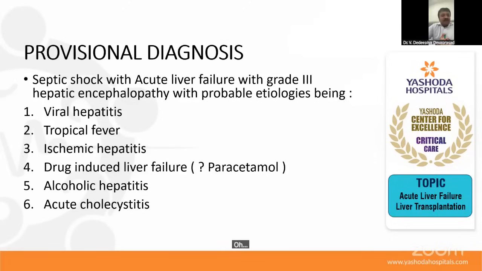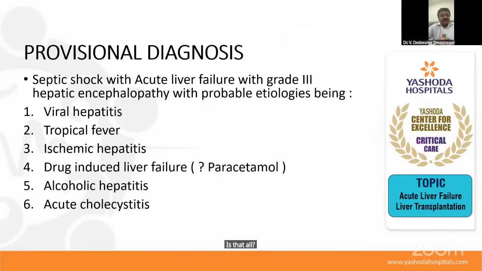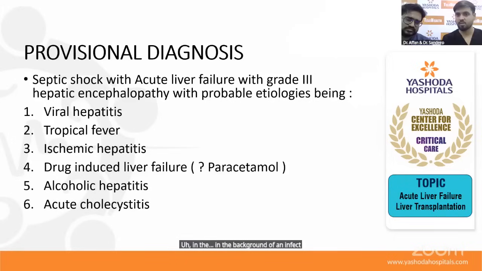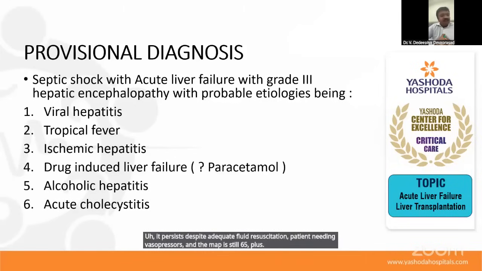Wow, great list there. Okay, let me ask you, define septic shock, please. Sir, a MAP of less than 65 mmHg despite fluid resuscitation is referred to as septic shock. Is that all? Associated with vasopressor support. Okay, is that all? In the background of an infection, sir, leukocytosis. Okay, so in a patient with infection, if he has shock and the shock persists despite adequate fluid resuscitation, patient needing vasopressors, and the MAP is still 65 plus, anything else?